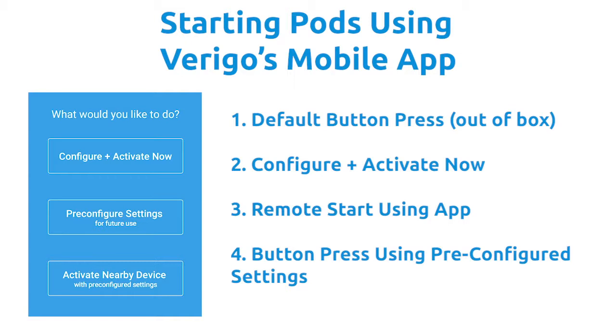Users have the ability to activate a device using one of the following methods: default button press, configure plus activate now, remote start using the Verigo mobile app, and button press using pre-configured settings.